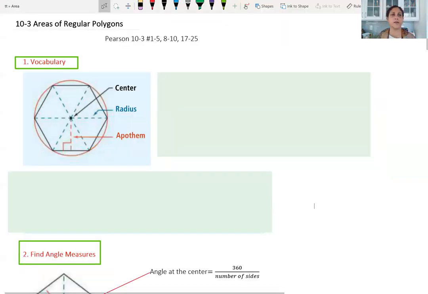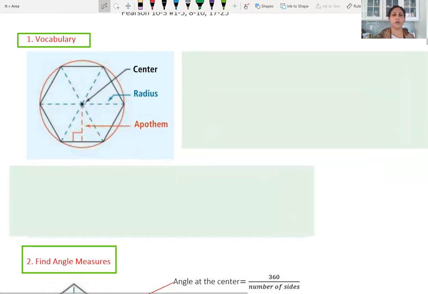Hi guys, today we're going to do areas of regular polygons. This is a very difficult lesson and make sure you're doing all the steps slowly and carefully, otherwise you will end up with some wrong answers and we don't want to do that, okay? So before you begin, you need to know some vocabulary.